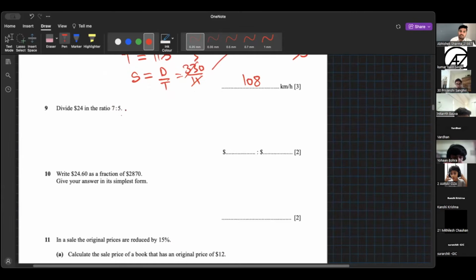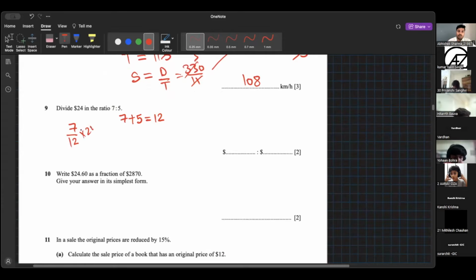7 plus 5 is how much? 12. So can we write 7... 24 divided by 12 is 2, then 7 into 2. You can do it like that also.